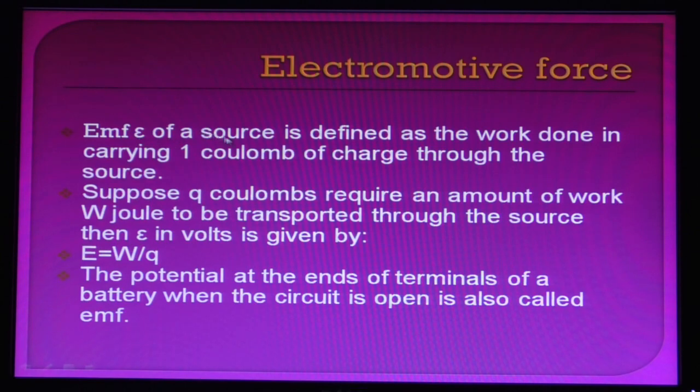EMF epsilon of a source is defined as the work done in carrying 1 coulomb of charge through the source. Suppose Q coulombs require an amount of work W joule to be transported through the source, then epsilon, that is EMF in volts, is given by E. E is equal to work done per unit charge.